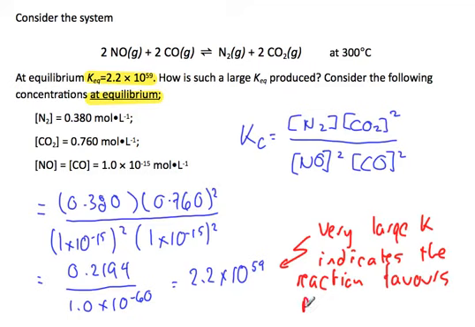And when it favors products, we say it lies to the left. Sorry, lies to the right. So the position of the equilibrium is to the right. Okay, so you should be able to start seeing even just from the concentrations where this equilibrium is going to lie.